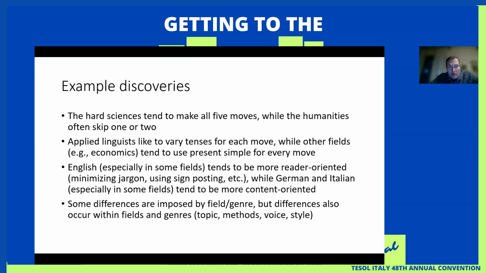We also discover that some differences are imposed by the field genre, but differences also occur within fields and within genres. And this often has to do with the topic of the research, the methods applied. So if you're applying quantitative versus qualitative methods or mixed methods, the voice that the author has developed over time, and the style that the author has applied to their writing. So all of these things can have an effect.